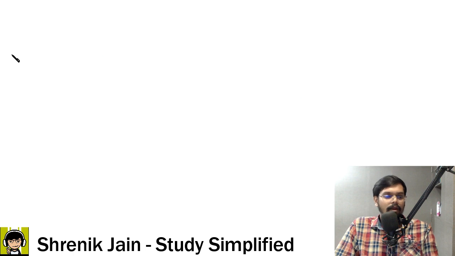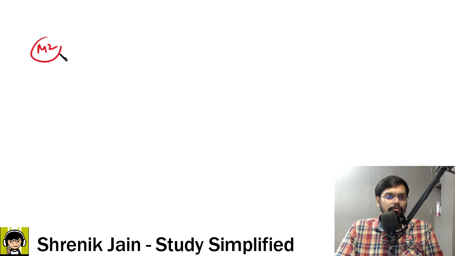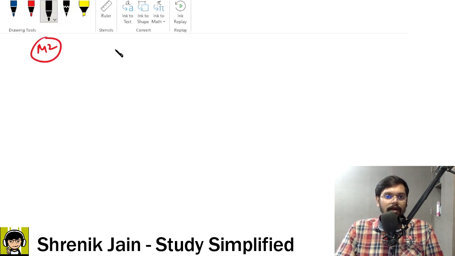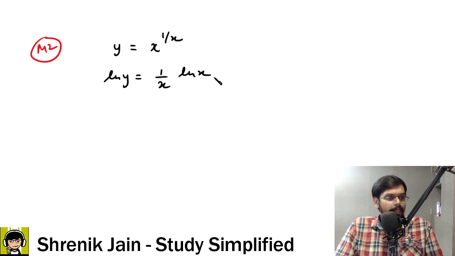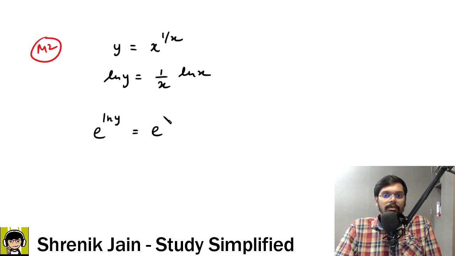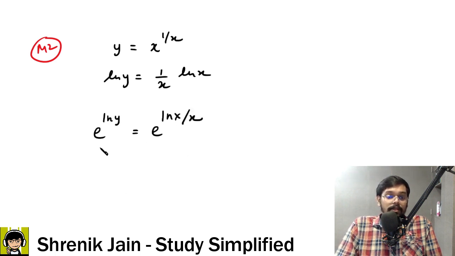Sir, what will you do then? If you are not going by method 1, what do you want to do? I want to do method 2. What will you do, Sirji, now? I will say that, see, y is equal to x to the power 1 by x. Then you have told me that ln y is equal to 1 by x ln x. Yes. Then I was thinking of raising to the exponential. If I raise to exponential on both sides, can I say e to the power ln y is equal to e to the power ln x by x? Therefore, e to the power ln y is just y, which is equal to e to the power ln x by x.